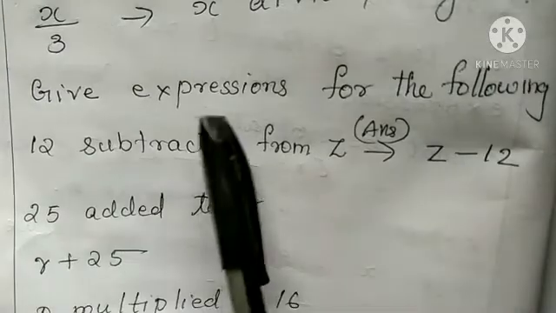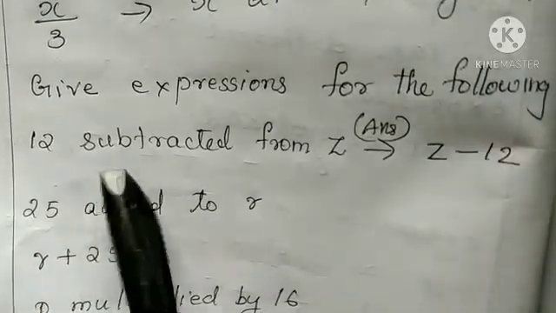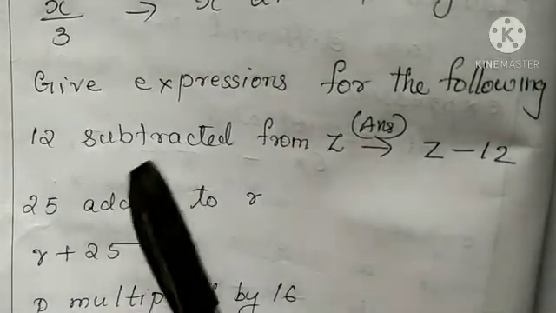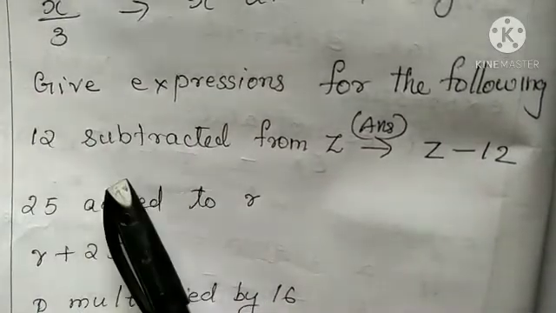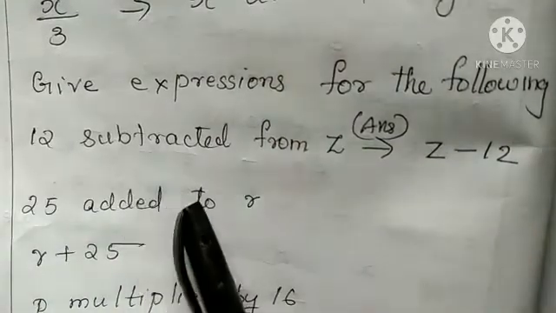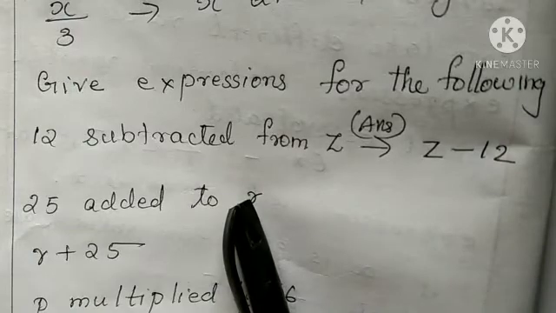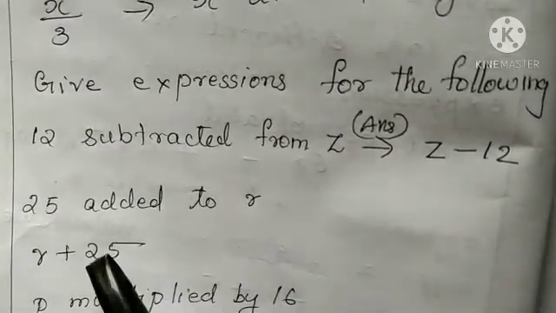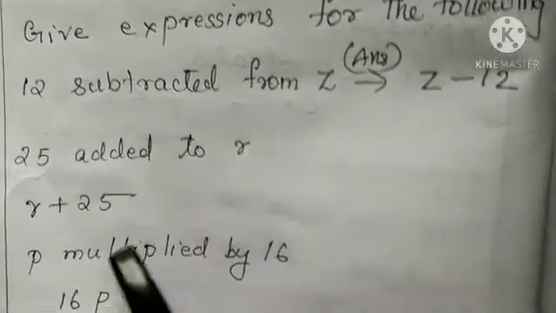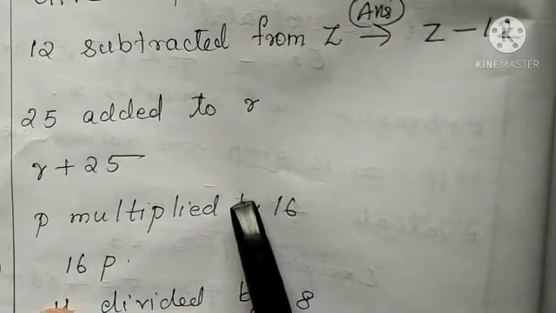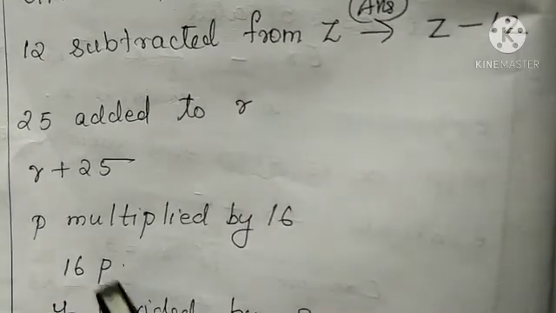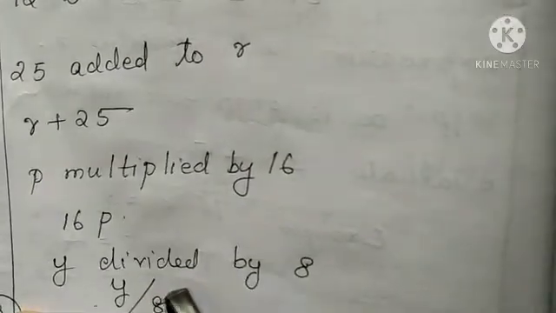Next, the reverse. Write expressions for the following. First one, 12 subtracted from z. How will we write the expression for this statement? z minus 12. 25 added to r. So r plus 25. This is very easy, but you should think. p multiplied by 16. Then what is the expression? 16 into p, that is 16p. p divided by 8, that is p by 8. Okay.